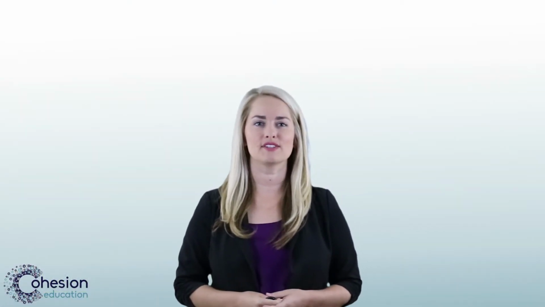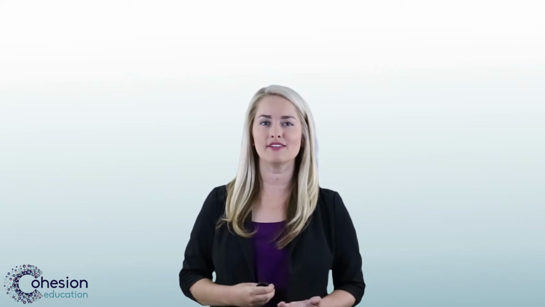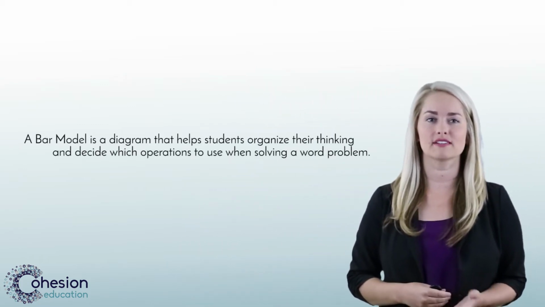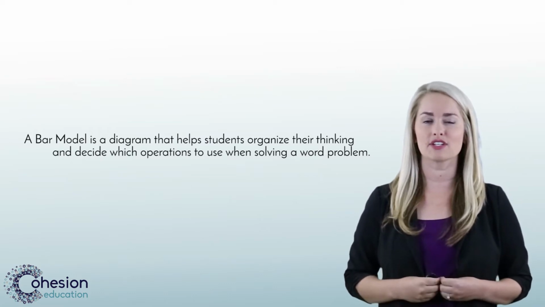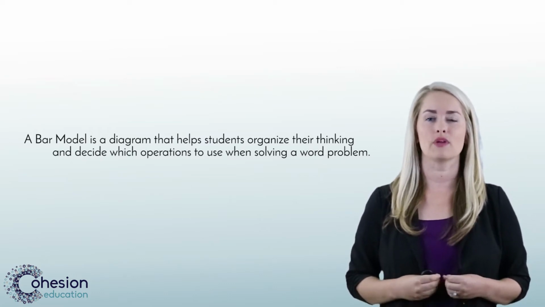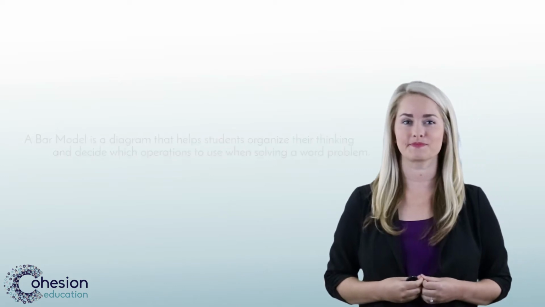A two-step word problem is one where students are required to solve a portion of the problem and then use the answer from that portion to solve another equation within the problem. One strategy that can be used is a bar model, which is a diagram that can help students organize their thinking and decide what operation or operations to use when solving a word problem.